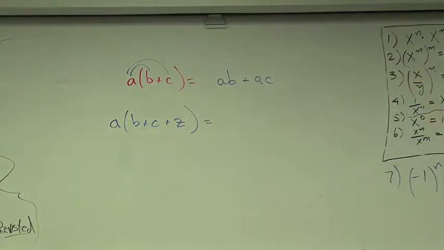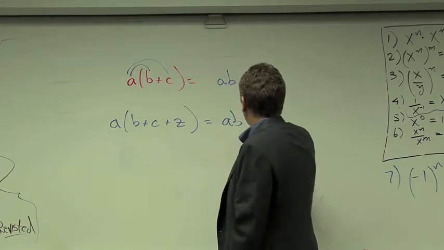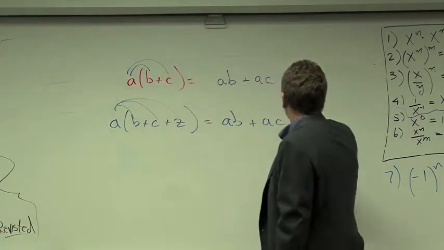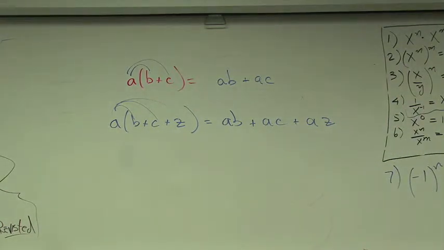If I can do that, then I can do this, yes? Same thing almost. So what's my result going to be? AB plus AC, distribute, plus AZ. So 3 terms. That's more likely what you're going to see.